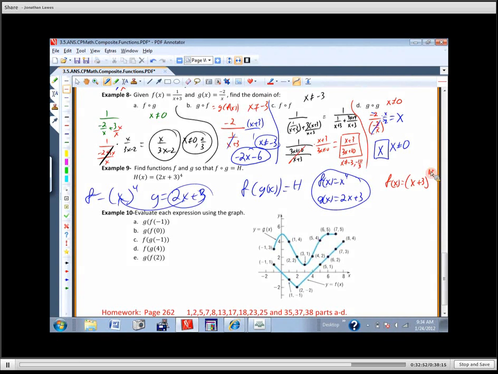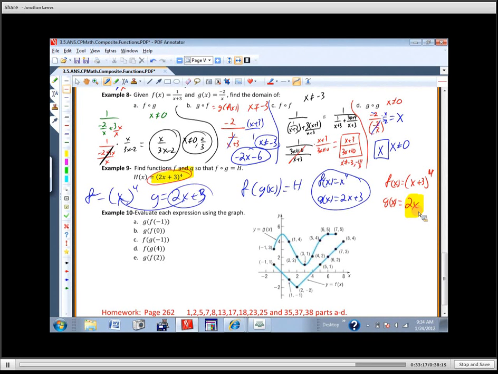Okay, let's say I said f was that. What would g have to be to get it to work out to be this guy right here? I'm going to take whatever I have here and plug it in right there. How do I make it end up to look like 2x plus 3? What would g have to be? It would have to be 2x.